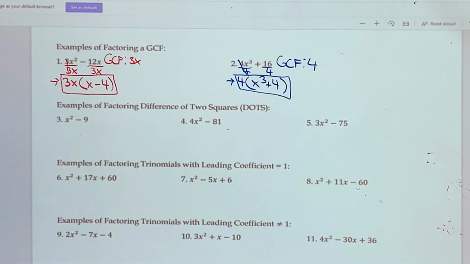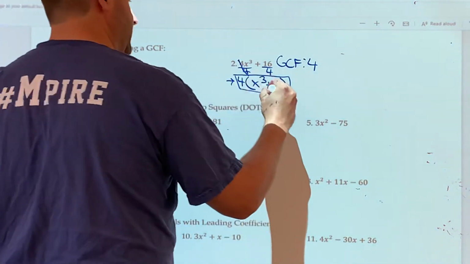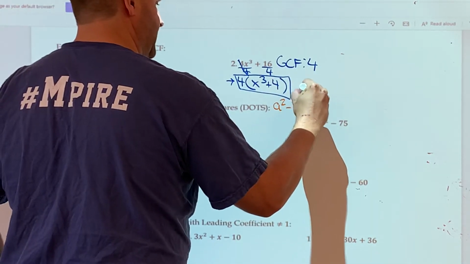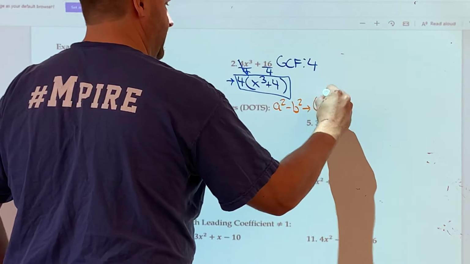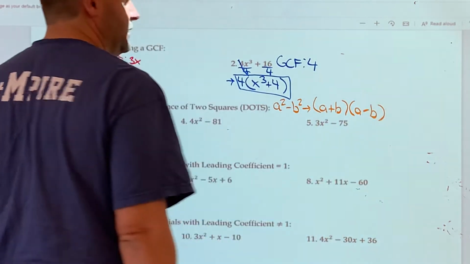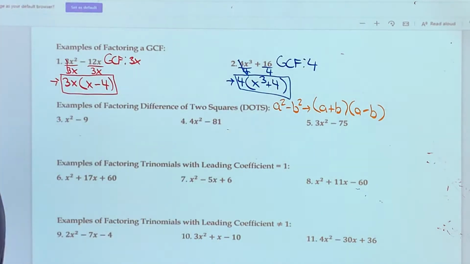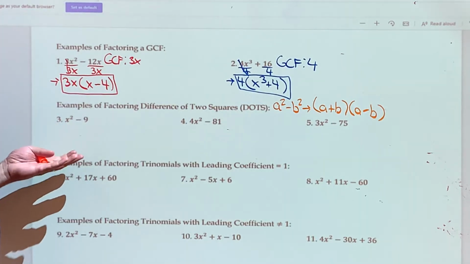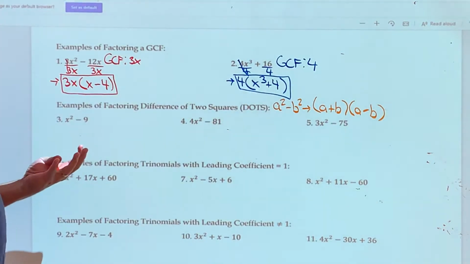Okay? Now, difference of two squares, or dots, is in the form of this. It is a squared minus b squared, which then when you factor it out gives you a plus b times a minus b. Okay? So, how do we know it's a difference of two squares? They're both square roots. Like we can take the actual square root of it.